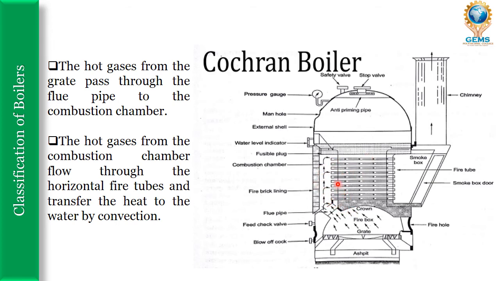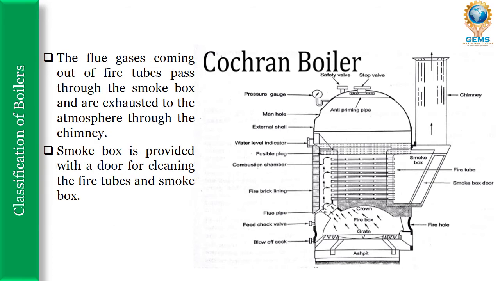Okay, the hot gases from the combustion chamber flow through the horizontal fire tubes and transfer the heat to the water by convection. Here the horizontal fire tubes are there. So the hot gases enter into the fire tubes. It is surrounded by water, so the water absorbs the heat through these fire tubes by convection. So the flue gas is coming out of the fire tubes.